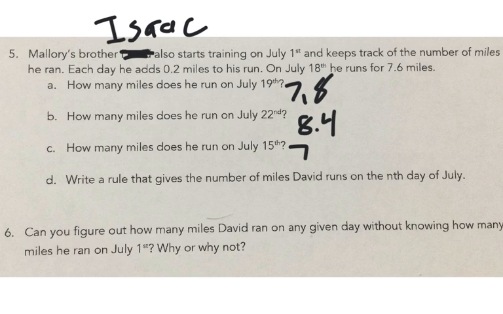Okay, what's your rule? 4 plus 0.2n. Is that right? I don't know, that's not what they wrote. Give me just a second. Yeah, that would work. How? Well, I first multiplied 18 times 0.2, and then I subtracted that from 7.6 and got 4.